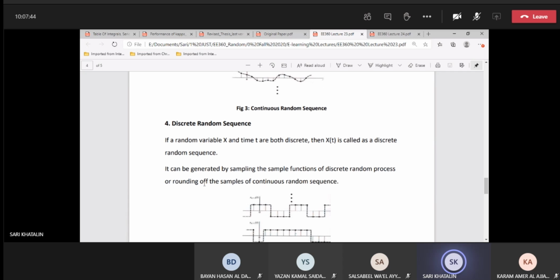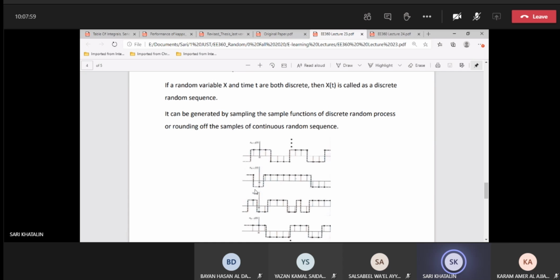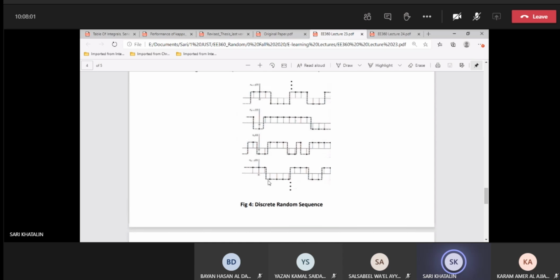And the fourth one, if both of them are discrete, the random variable as well as the time function, then we refer to this random process as discrete random sequence. And we have this example right here, okay, for you.